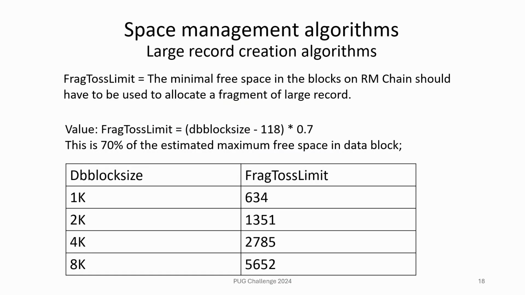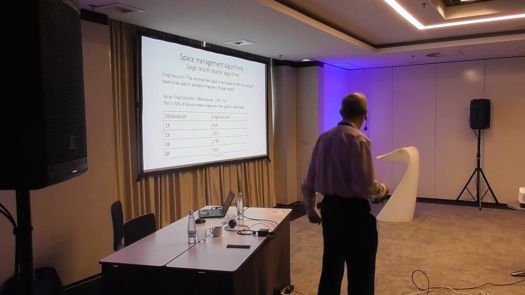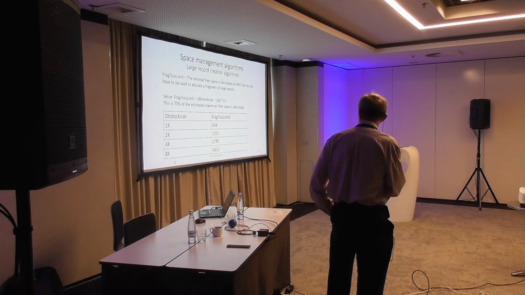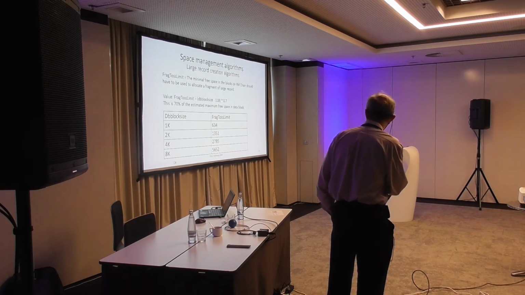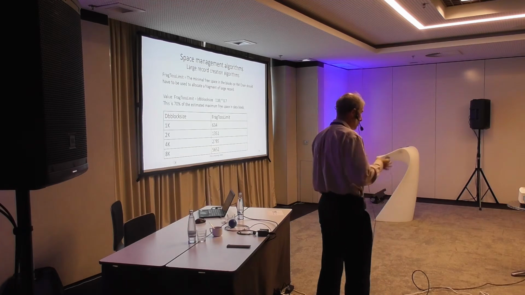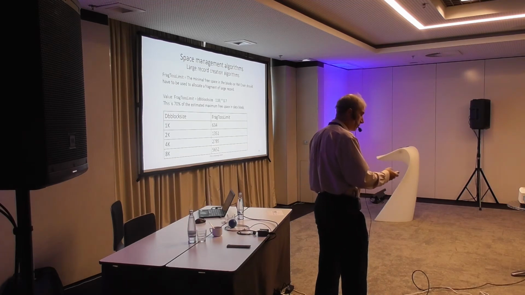Okay, and that table represents the create limit. Remember, it is a limit which decides whether the block is good for the large record creation or it is not, and it should be moved to the back of the RM chain. And it is different for different block sizes. For 8K, which probably all of you have in the database, I guess, that limit means approximately 70% of the block should be free in order to put a large fragment into it.